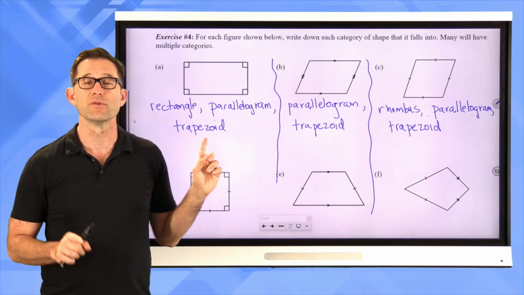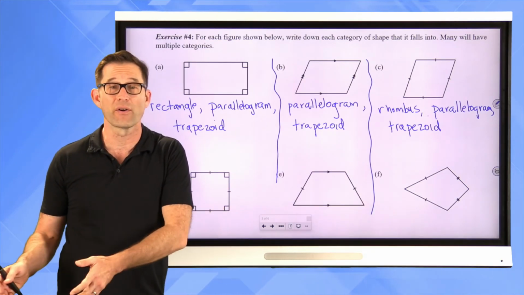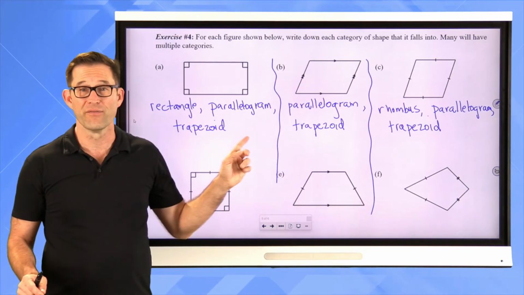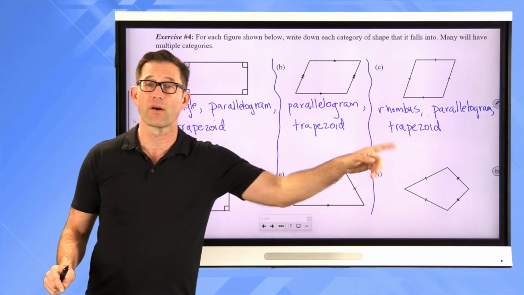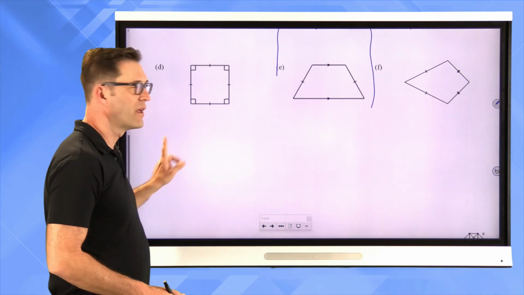Trapezoid so far is the most broad category we have other than convex quadrilateral, right? And that would be kind of the final one. Oh, this is a convex quadrilateral, but all these would be. All right.